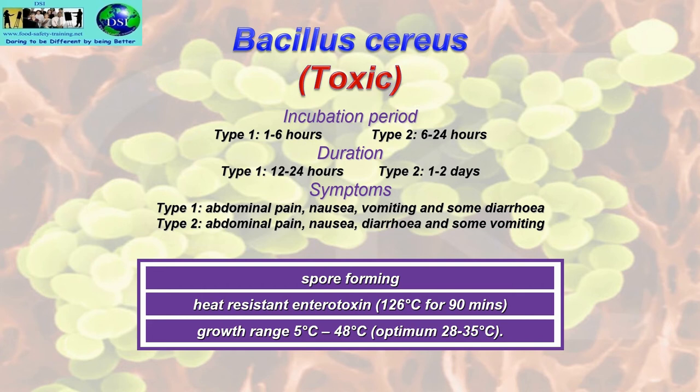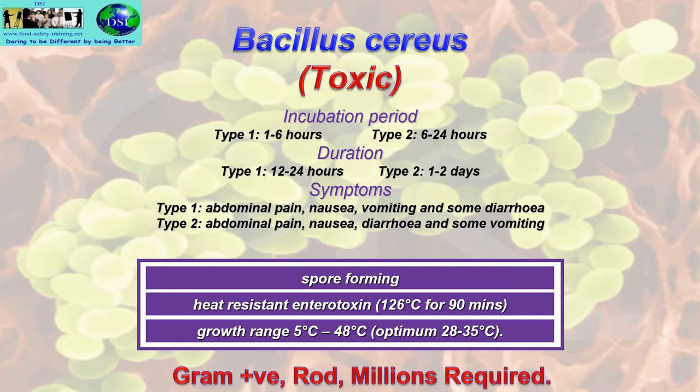Growth range is 5 to 48 degrees C. But the optimum temperature is just under human body temperature again, 28 to 35 degrees C. It's gram positive, it's a rod shaped bacterium, and millions are required. It's the millions that, as they are growing, produce a toxin. And it's the toxin that causes a problem more than the actual number of bacteria.